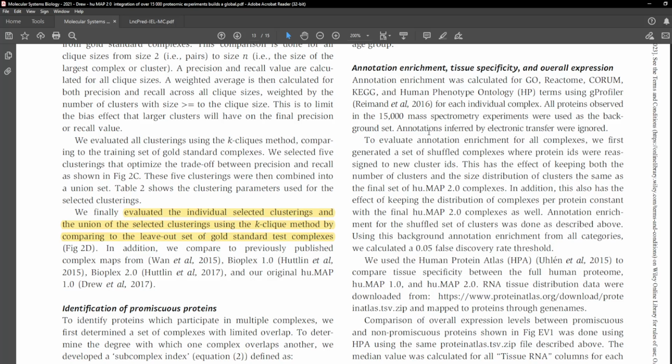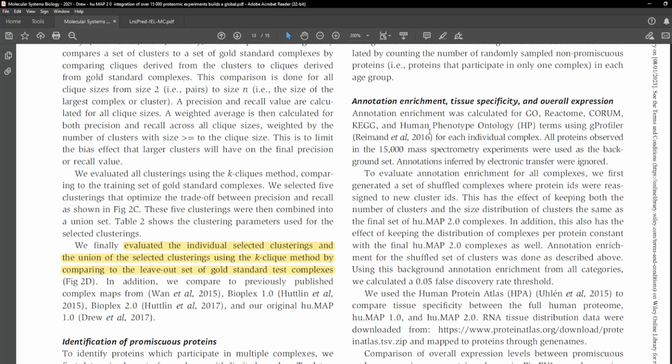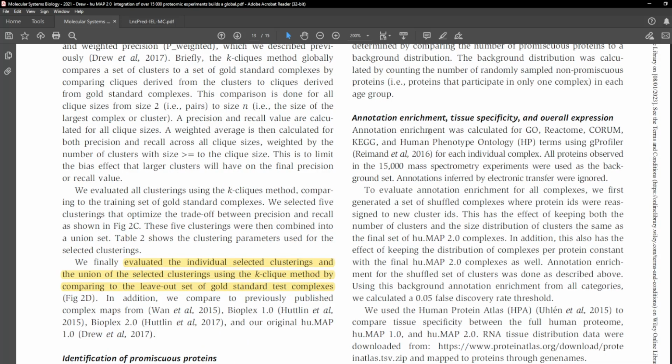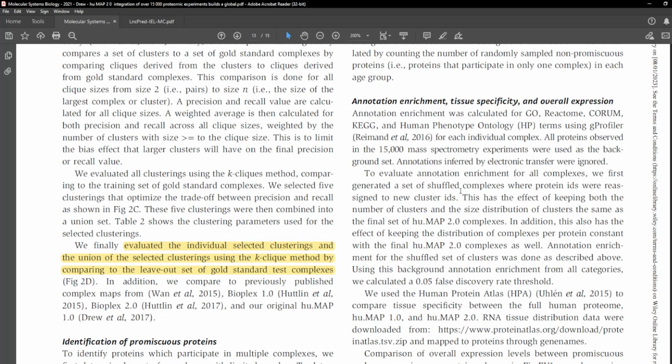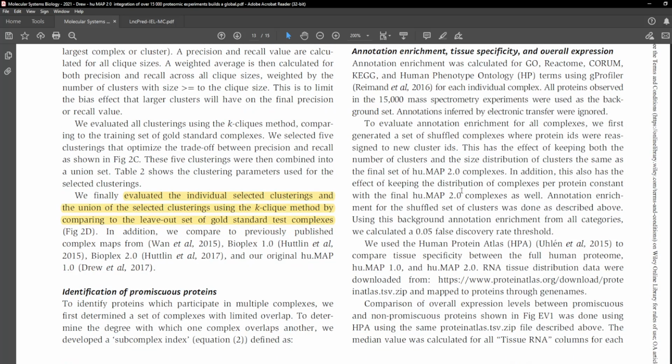To evaluate annotation enrichment for all complexes, we first generated a set of shuffled complexes where protein ids were reassigned to new cluster ids. This has the effect of keeping both the number of clusters and the size distribution of clusters the same as the final set of Hu.MAP 2.0 complexes. In addition, this also has the effect of keeping the distribution of complexes per protein constant with the final Hu.MAP 2.0 complexes as well. Annotation enrichment for the shuffled set of clusters was done as described above. Using this background annotation enrichment from all categories, we calculated a 0.05 false discovery rate threshold.